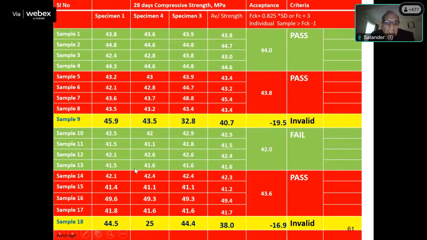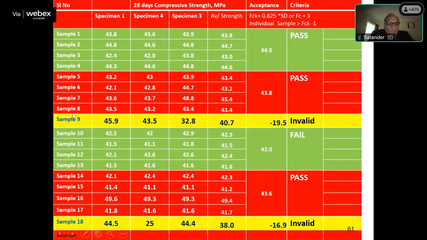Suppose we are having 18 samples, sir. Average of the 3 specimens is 43. If you take the first 4 together, the average is 44. As per IS code, acceptance is FCK plus 0.825 into standard deviation or FCK plus 3. As per IRC and IS code, Ministry's code, it is FCK plus 3 or FCK minus 1 or FCK minus 3. There are 2 options. Here it is passing. Case 2 also it is passing.